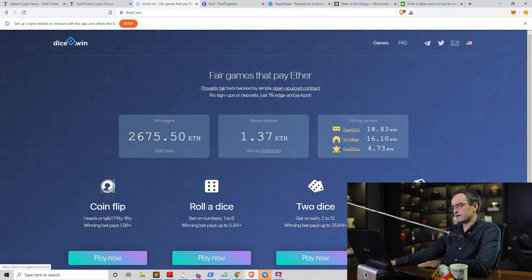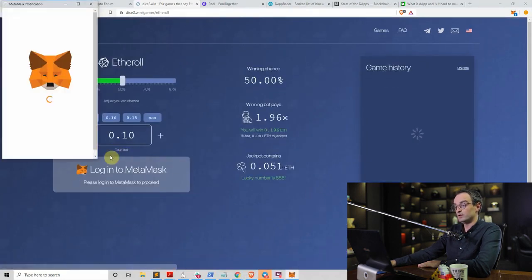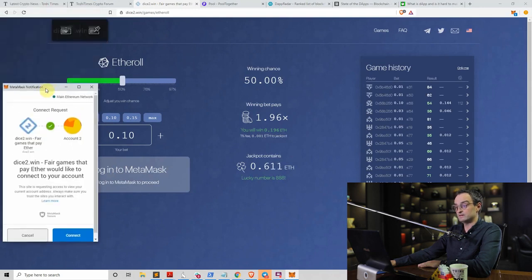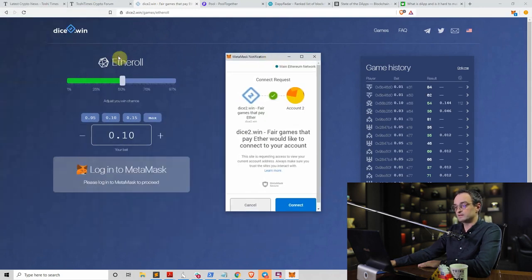So if we want to interact with these different games, we can, for example, say we want to play Ether Roll, we can start playing this game. As you see here, it starts now to ask me if I want to connect this app to my MetaMask. We will explain later in this course what MetaMask is. But MetaMask is basically an extension to your browser, or a tooling to interact with the blockchain, similar to how your browser is a tooling to interact with the server.